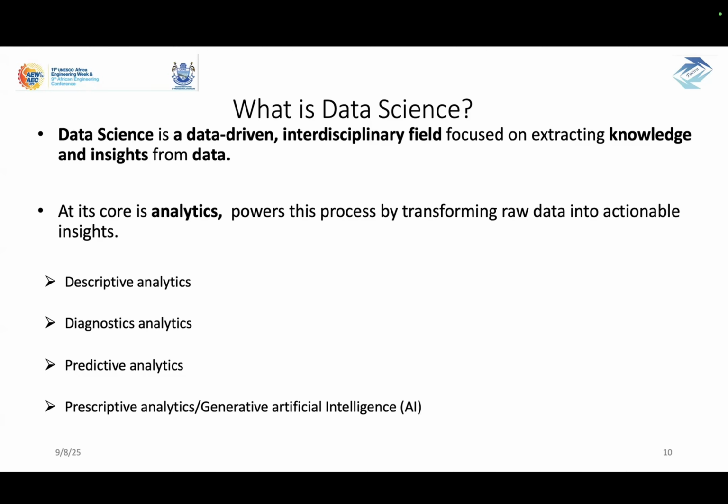So as I already mentioned, we have 4 types: descriptive analytics, diagnostic analytics, predictive analytics, prescriptive analytics, and now we have generative artificial intelligence, what they call Gen AI. I'm going to spend some time going through this. If we can understand this, then using AI will be very, very easy. These 4 are the core of data science, by the way, and now we have Gen AI added to that. Okay.